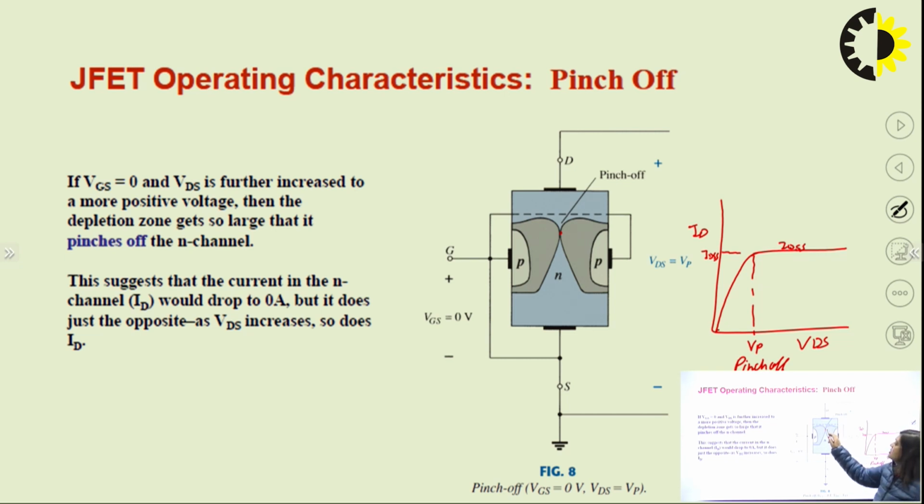And this region is called the pinch off. It means both the depletion regions appear to be touching each other, and at this point a very small channel is available for the conduction of charge carriers. Some might think the current will become 0 at this point, but current will never become 0. A constant amount of current will flow through this narrow path, and that current is the IDSS current at VGS equal to 0.